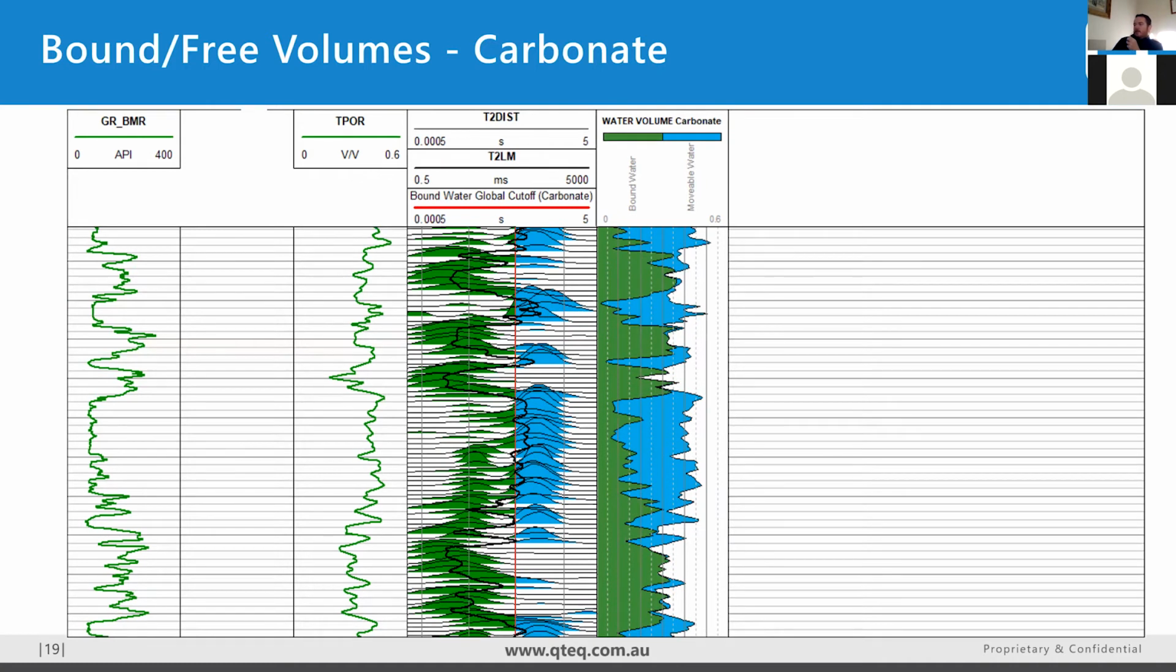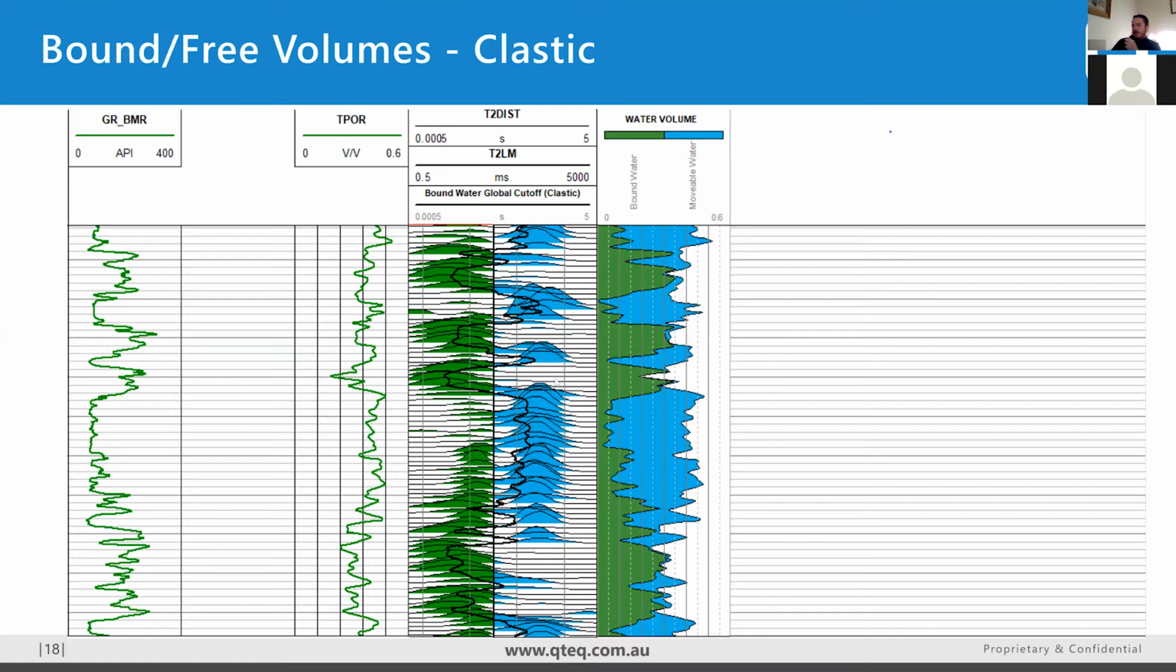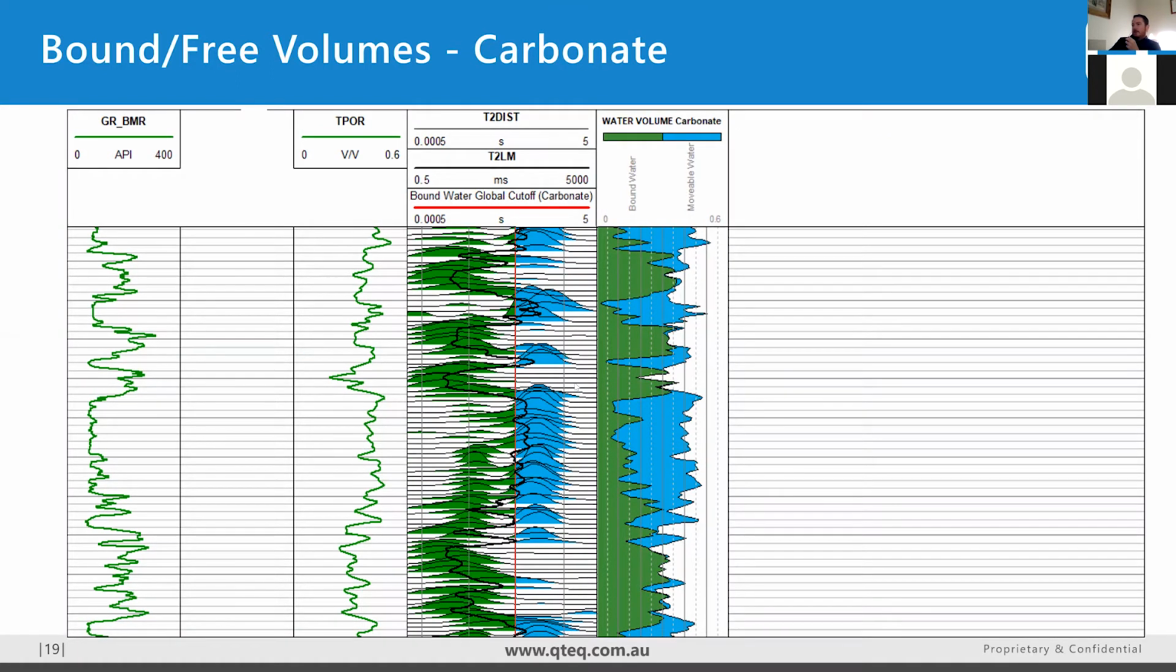If we're looking at different environments, say if we're moving into a carbonate environment, this cutoff can range anywhere from sort of 80 to 120 milliseconds, depending on the limestone or carbonate environment. So now if we compare these two together, we can see that there's a slight increase in our bound fluids through this section here, because our T2 cutoff is moving further to the right. So this T2 cutoff, there is a lithology dependence to it.